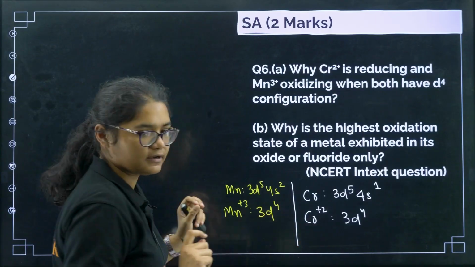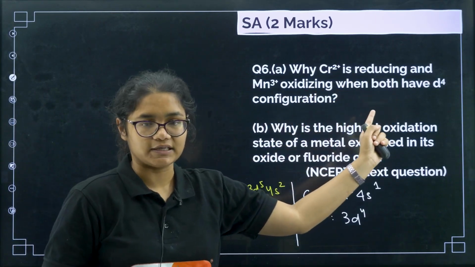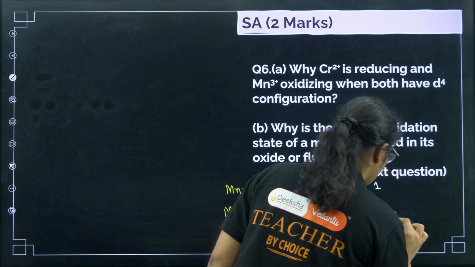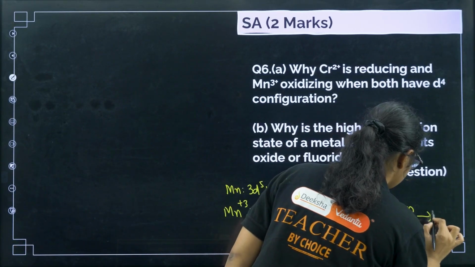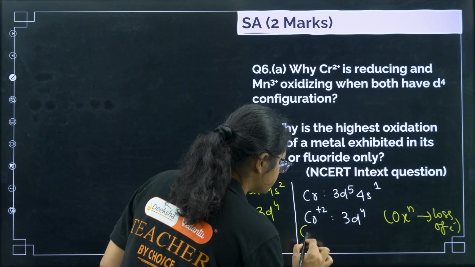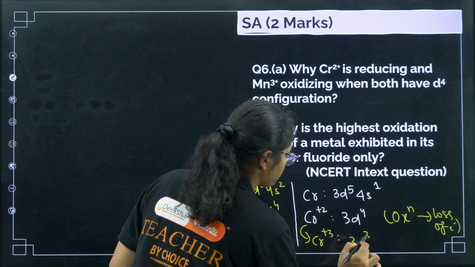Okay, both are having 3d4 configuration. Now they are saying that Cr2+ is reducing, means it will reduce others, itself it will undergo what? Oxidation. And oxidation means what? Loss of electron, right? So if it loses one electron, it will become Cr3+, which is d3 configuration.